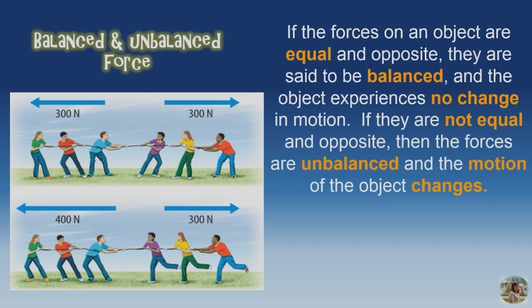If the forces on an object are equal and opposite, they are said to be balanced, meaning the object experiences no change in motion. If they are not equal and opposite, then the forces are unbalanced and the motion of the object changes. As you have seen in the picture, both of the teams exerted the same amount of force, meaning that it is equal or balanced. It has no change in terms of motion because both of them exerted the same amount of forces.